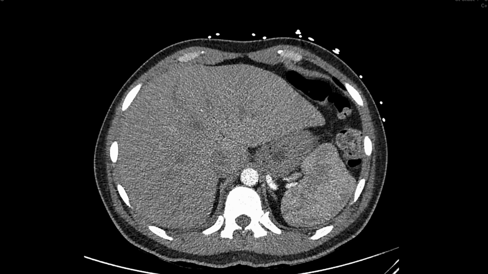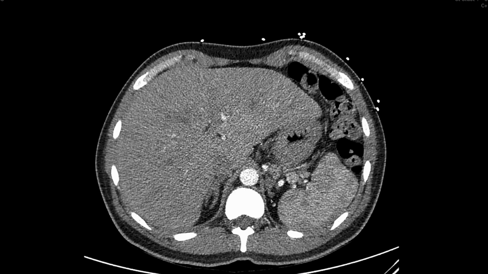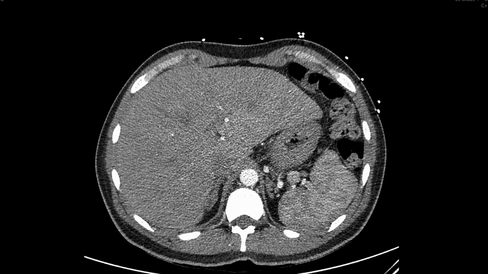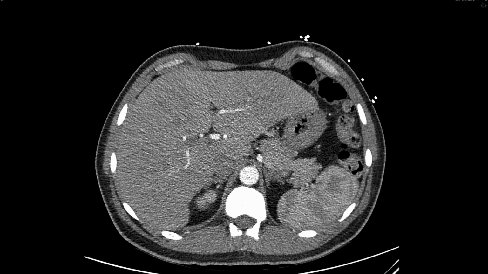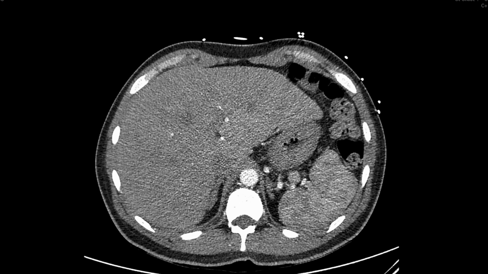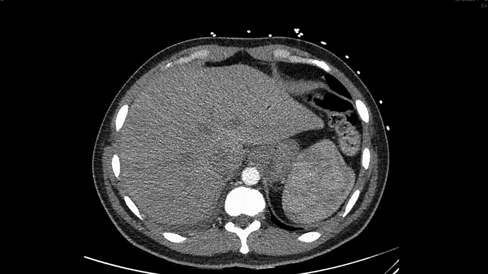It's important to also evaluate the structures below the diaphragm to look for any abnormality. The adrenal glands are normal. There is no ascites, and there's no free gas below the diaphragm.